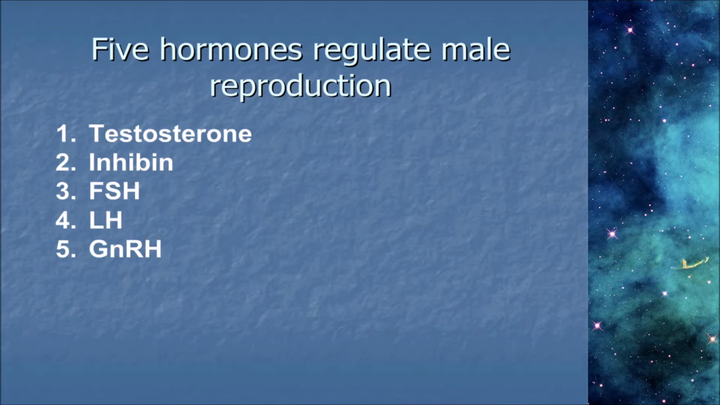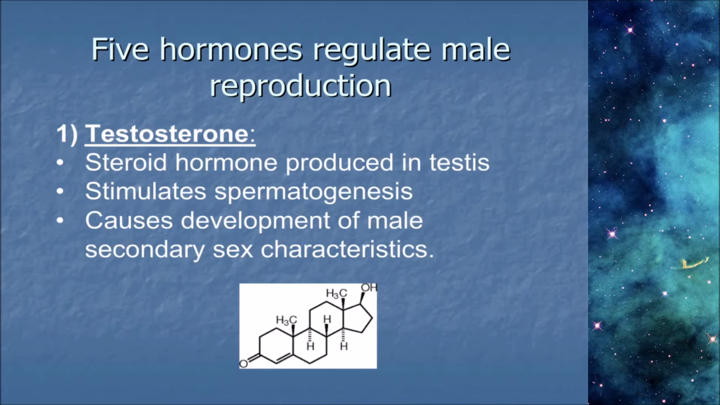So now we're going to talk about the 5 hormones that regulate the male reproductive system. These include testosterone, inhibin, FSH and LH, and also GnRH, or gonadotropin-releasing hormone. Now let's start with the one you know, testosterone. Testosterone is a steroid hormone which is produced by the testes. It stimulates spermatogenesis, or production of sperm, and it also causes the development of male secondary sex characteristics.